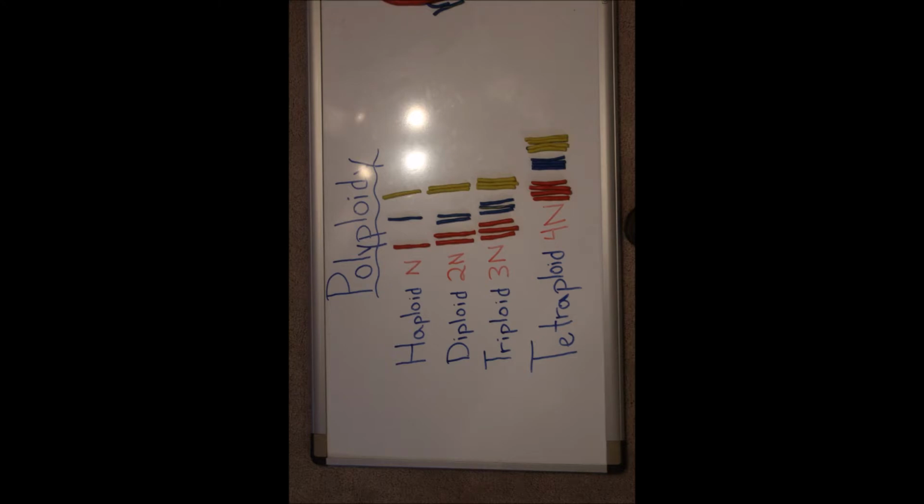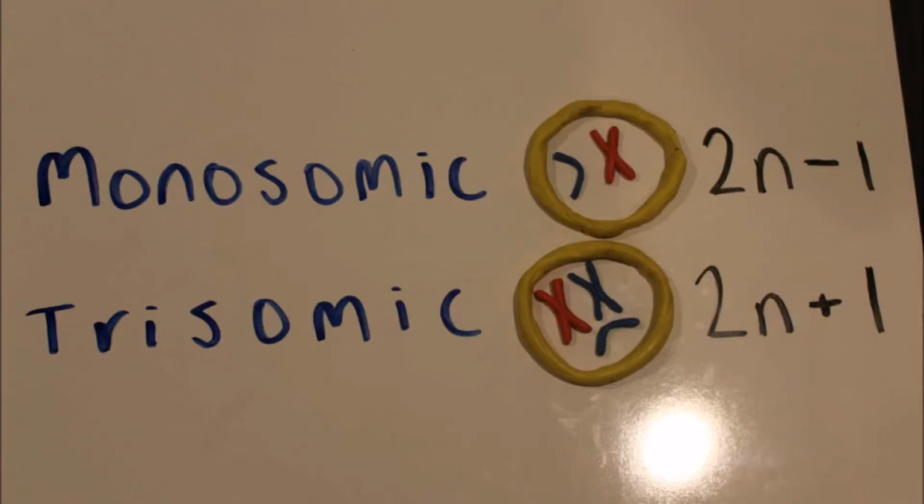Polyploidy is a condition resulting from meiosis in which an organism has more than 2 complete sets of chromosomes. This includes triploidy when there are 3 sets of chromosomes, and tetraploidy when there are 4 sets of chromosomes. Monosomic and trisomic zygotes also result from meiosis. A monosomic zygote has only 1 copy of a particular chromosome, while a trisomic zygote has 3 copies of a particular chromosome.